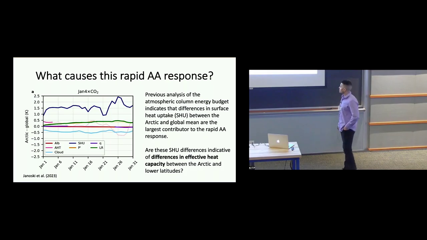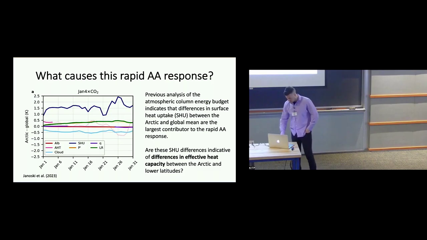And so you could ask the question, to what degree these surface heat uptake differences between the Arctic and the global mean are indicative of differences in the effective heat capacity between the Arctic and lower latitudes. And you know what the title of my talk is, so of course the answer to this question is yes, to some extent. These differences are indicative of differences in the effective heat capacity.